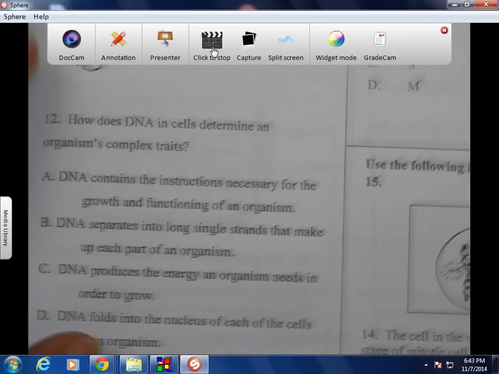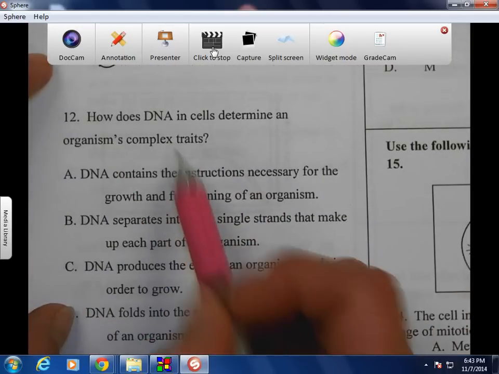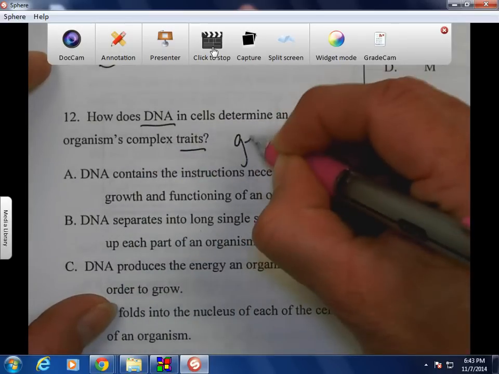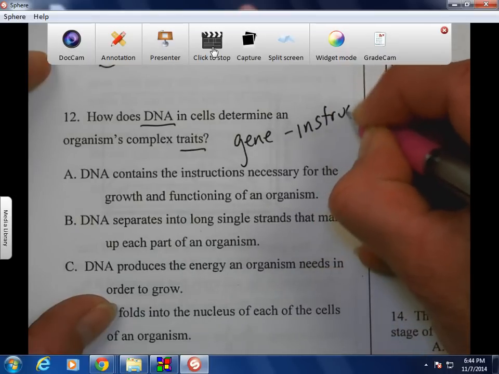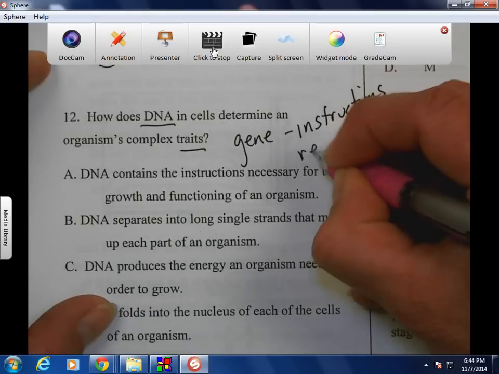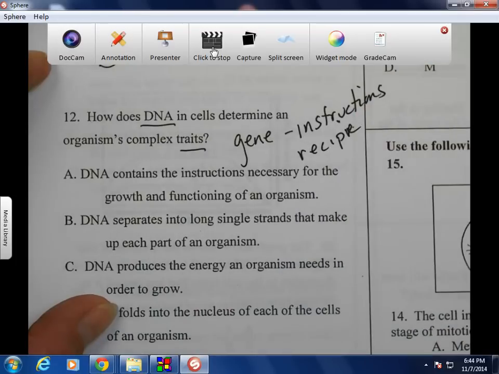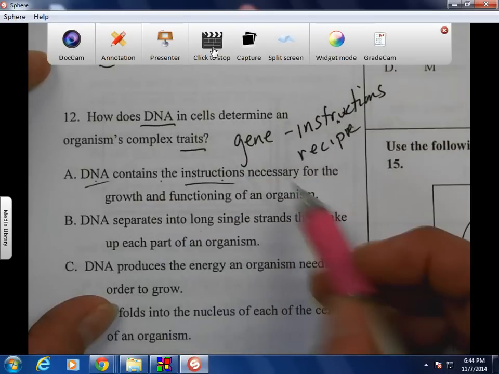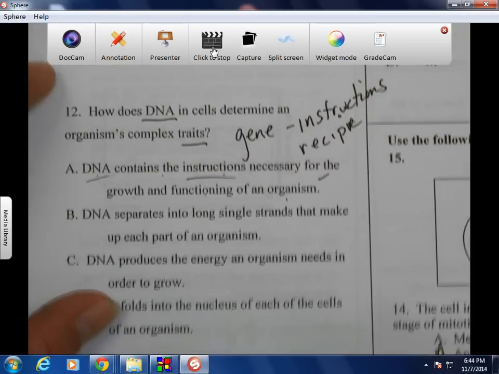Number 12, how does DNA in cells determine an organism's complex traits? Well, I know that DNA has the genes, and those are instructions or a recipe. All right. So DNA contains the instructions. That's what I have here. For the growth and functioning of an organism. Sounds good. I'm going to hold on to it.